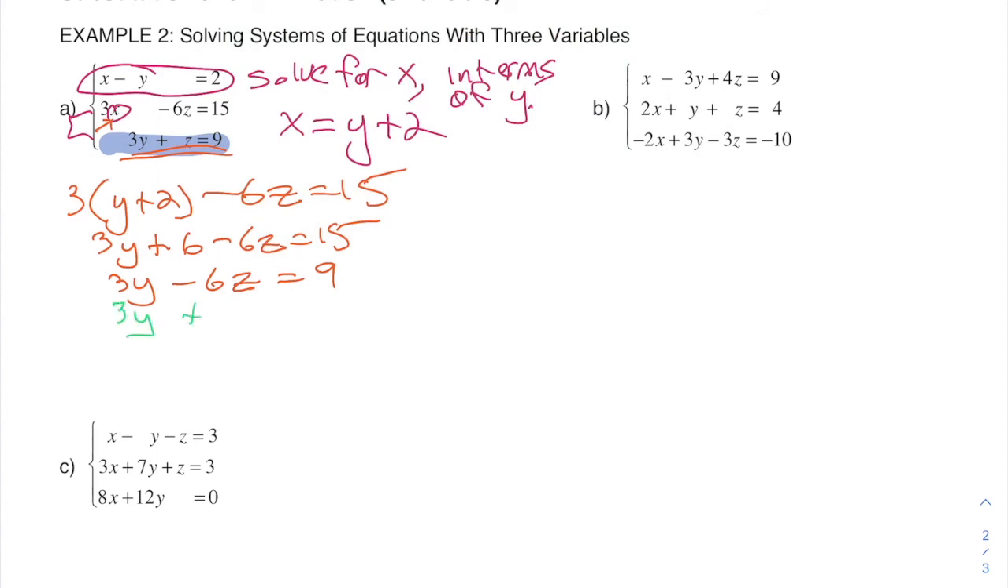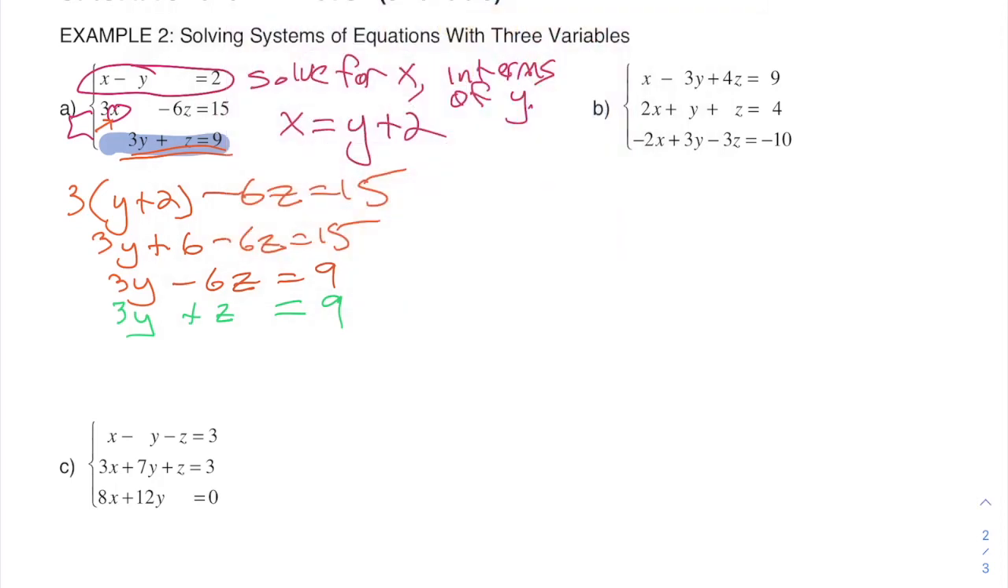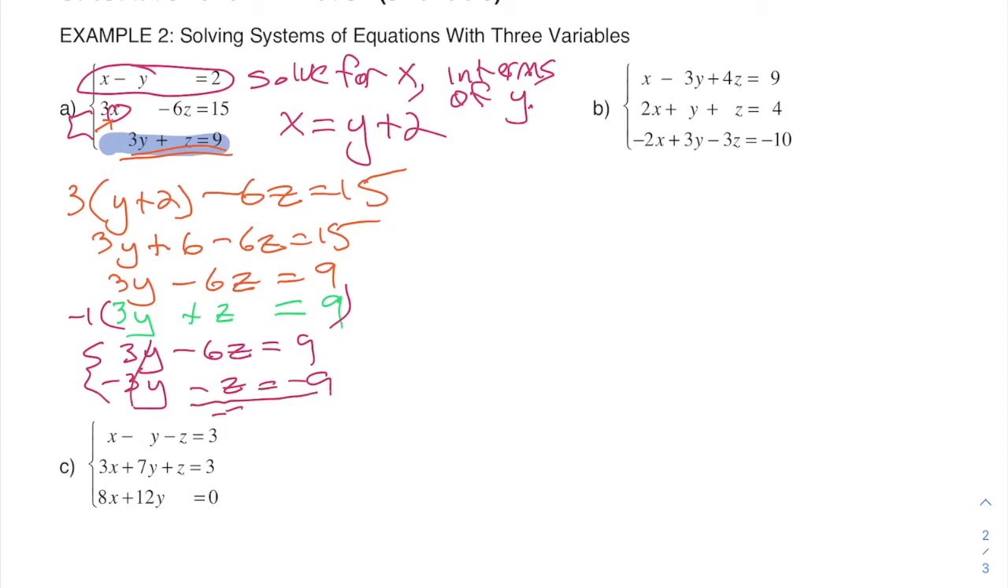3y plus z is equal to 9. So let's go ahead and create our opposites like we did in the past problem. So I'm going to multiply everything in this bottom equation by negative 1. So now my new system is 3y minus 6z is equal to 9, and negative 3y minus z is equal to negative 9. This is eliminated. This gives me negative 7z, and this is equal to 0.